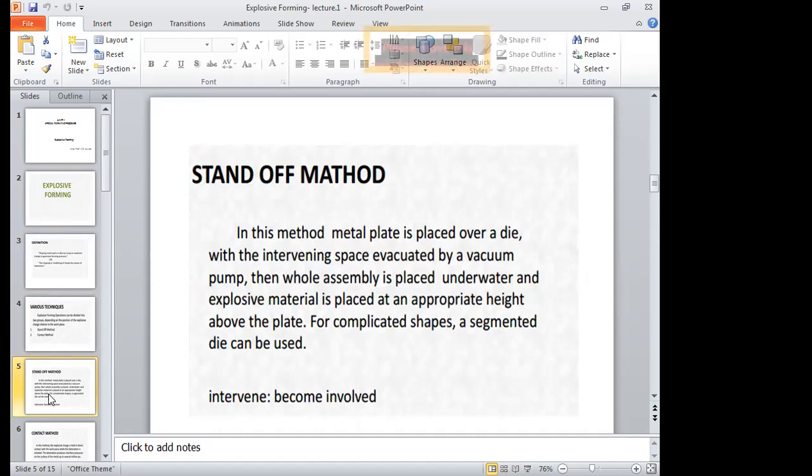The next point, the standoff method. In this method, the metal plate is placed over a die, then the intervening space is evacuated by a vacuum pump. The whole assembly is placed under water and the explosive material is placed at the appropriate height above the plate. For complicated shapes, a segmented die can be used.